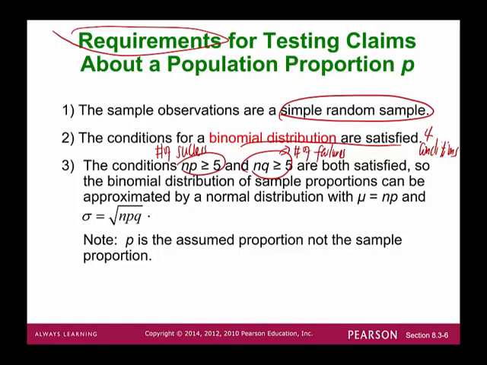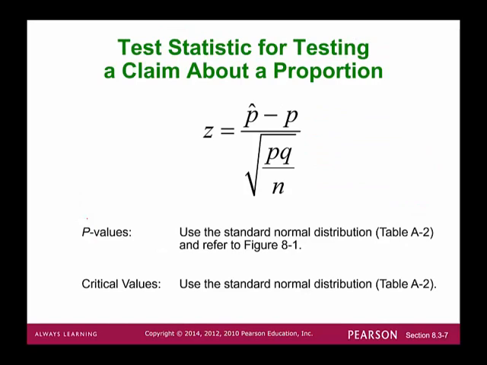If both are satisfied, the binomial distribution and sample proportion can be approximated by a normal distribution, with mu equal to NP and sigma equal to the square root of NPQ. Please assume the population proportion, not a sample proportion. The test statistic for testing a claim about a proportion is the z-score: z equals p hat, the sample proportion, minus p, the population proportion, divided by the square root of pq over n.